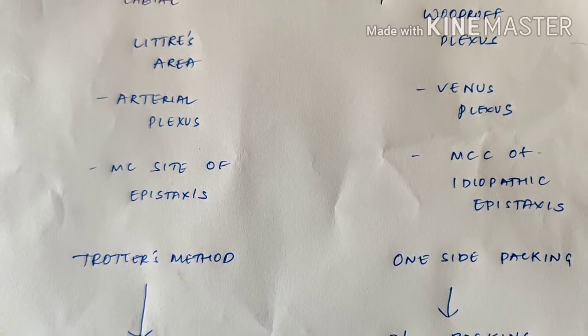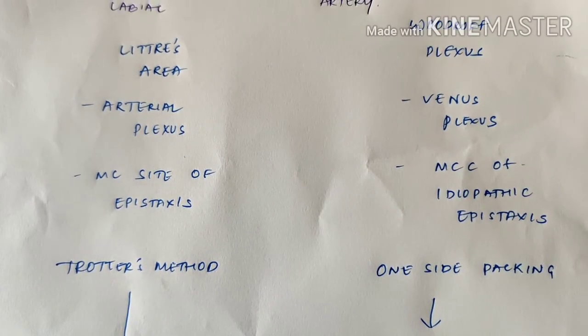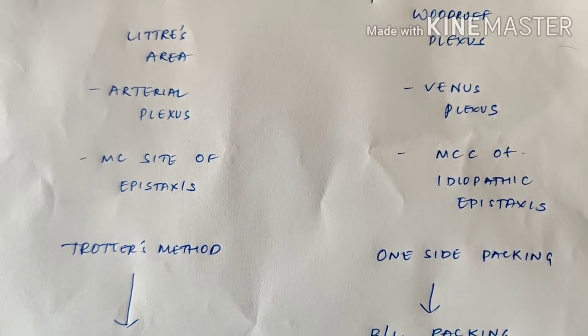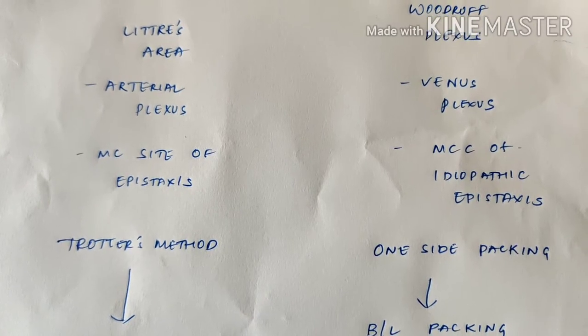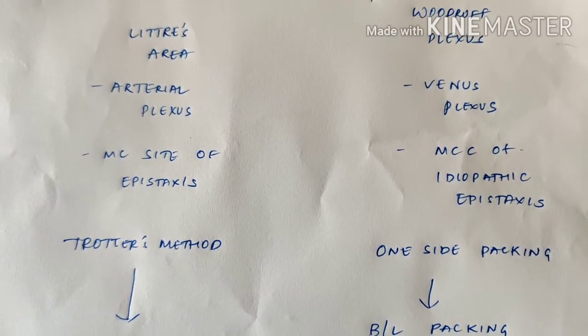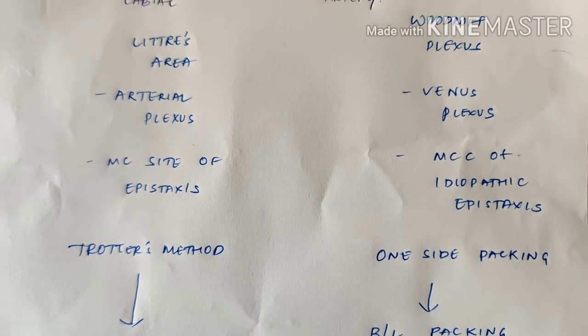Usually epistaxis is due to injury. Nose picking is the most common cause of epistaxis. But if it occurs idiopathically, then Woodruff's plexus is the most common site.